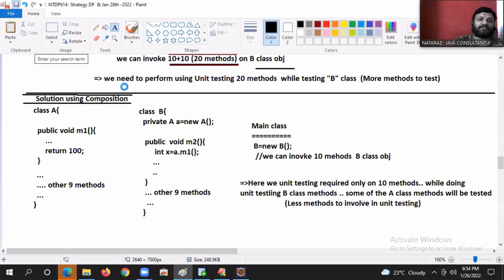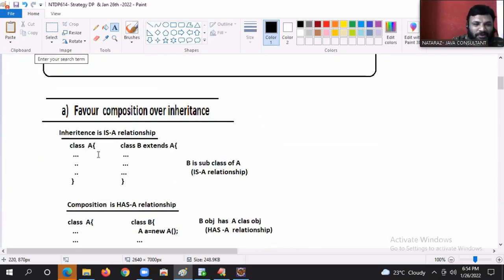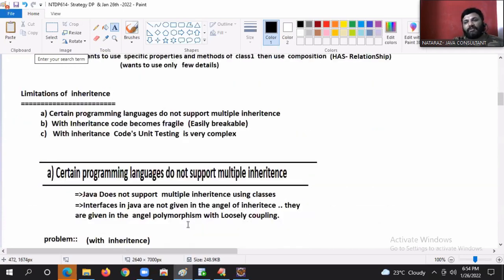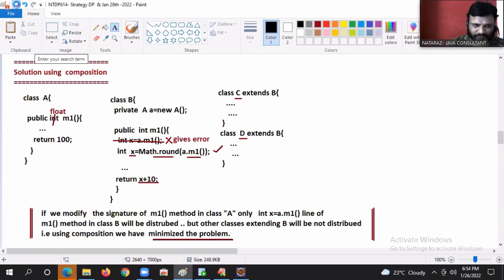This is almost what we completed. Only rule number 1 we completed. Tomorrow when we meet, we complete rule number 2 and rule number 3. Then we will go for the actual implementation of the strategy design pattern.